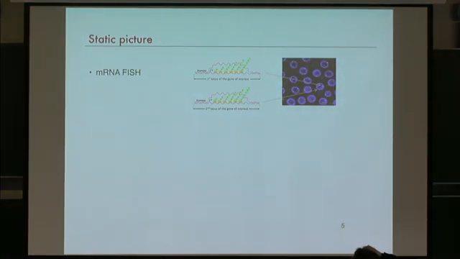So as I said, the picture we mainly have in mind comes from static pictures from FISH experiments. To do a FISH experiment, you take the embryo and you fix it, which means you kill it. And then you've tagged your mRNA with a fluorescent probe, and then you see where transcription occurs.